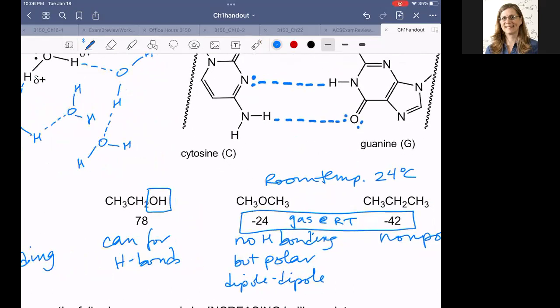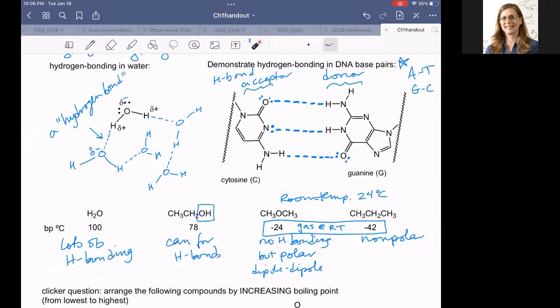They're going to be gases at room temperature. So these are both gases. Where this one is a liquid, because now you'd have to heat it far above room temperature in order to boil it. And of course, water, we know at room temperature is a liquid as well. All right.